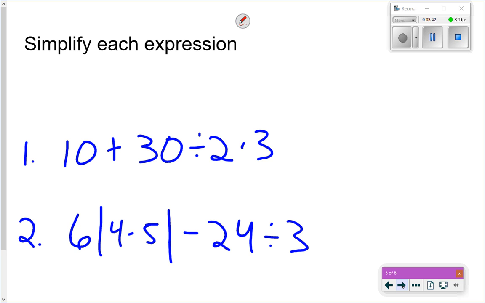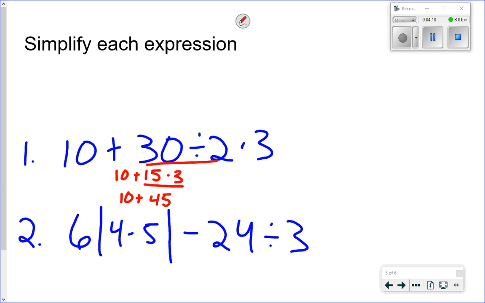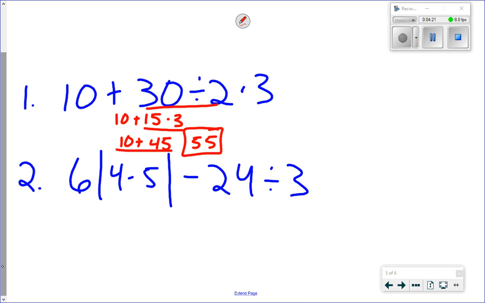So we've got 10 plus 30 divided by 2 times 3. So we use PEMDAS. There's no parentheses. There's no exponents. Next, we move to multiplication and division. We know we need to do those left to right. So I'm going to do 30 divided by 2 first, and that is 15. Then I'm going to bring down the times 3. Okay, I've got addition and multiplication left. I'm going to multiply next. 15 times 3 is 45. Bring down the plus 10. And now I need to do my addition. 10 plus 45 is 55. So we have simplified number 1.